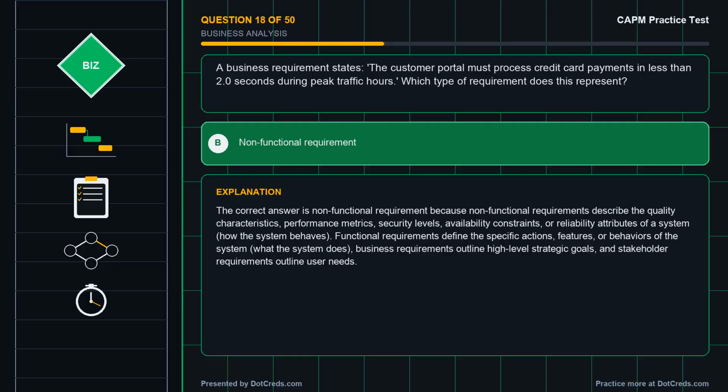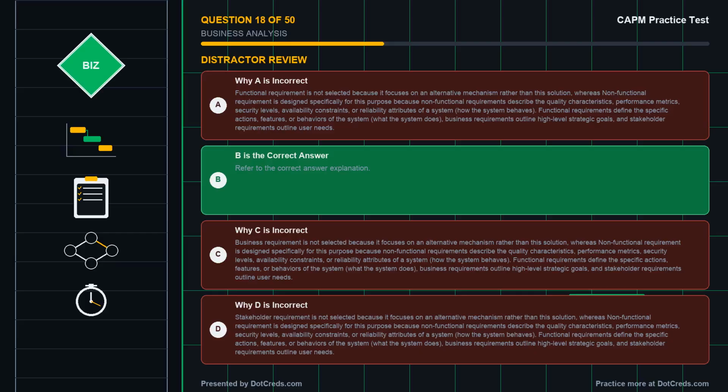Correct answer, B. Non-functional requirement. The correct answer is non-functional requirement because non-functional requirements describe the quality characteristics, performance metrics, security levels, availability constraints, or reliability attributes of a system, how the system behaves. Functional requirements define the specific actions, features, or behaviors of the system, what the system does. Business requirements outline high-level strategic goals, and stakeholder requirements outline user needs. Take a moment to review why the other options are incorrect.